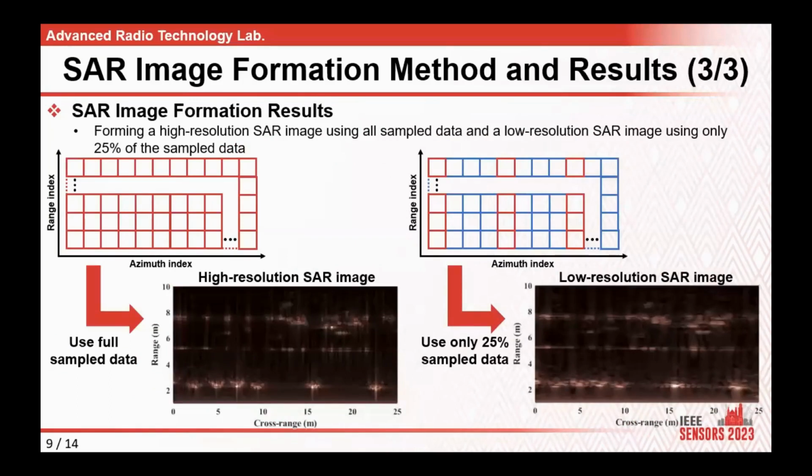These are results of SAR image formation. The SAR image formed using all of the sample data is shown on the left, and the SAR image formed using only 25% of the sample data is shown on the right. The latter is a low-resolution SAR image, formed using only one pulse out of 4, as shown in this figure. Therefore, this study proposes a method to enhance the resolution of the low-resolution SAR images on the right.